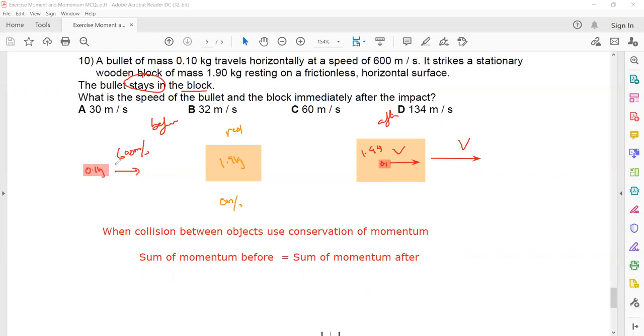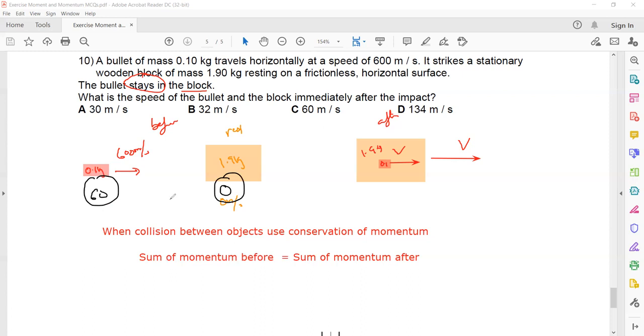What is the momentum before collision for the bullet? So mass of the bullet is 0.1 and speed is 600. So the momentum here for the bullet is 60. What is the momentum of the block? Because it is at rest, when we multiply mass with velocity, 1.9 with 0, the momentum will be 0.